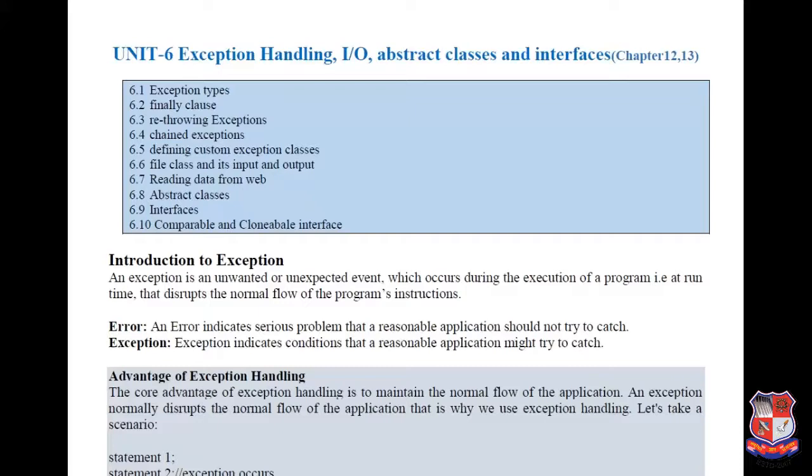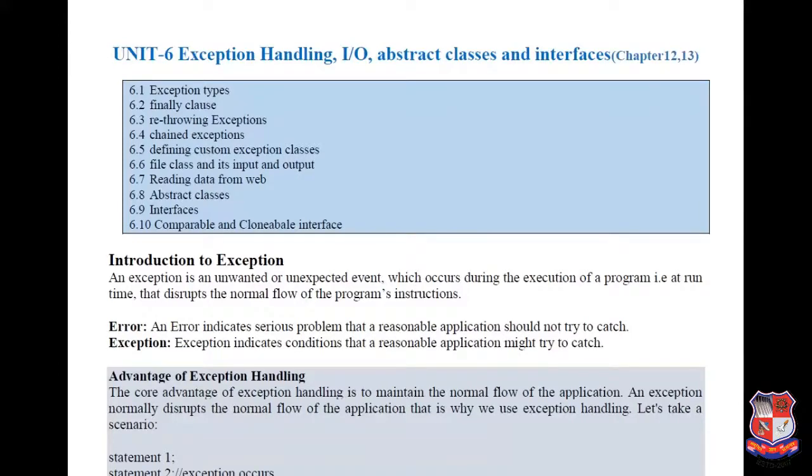So, what is the difference between error and exception? Error indicates serious problem that a reasonable application should not try to catch. Error को हमें catch नहीं करना चाहिए. Exception indicates conditions that a reasonable application might try to catch. Exception हम catch कर सकते हैं so that we can ensure normal flow of the program's instructions.